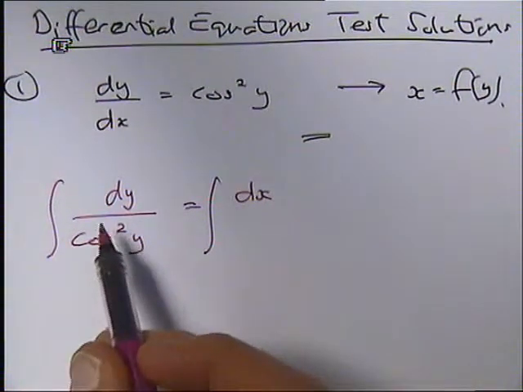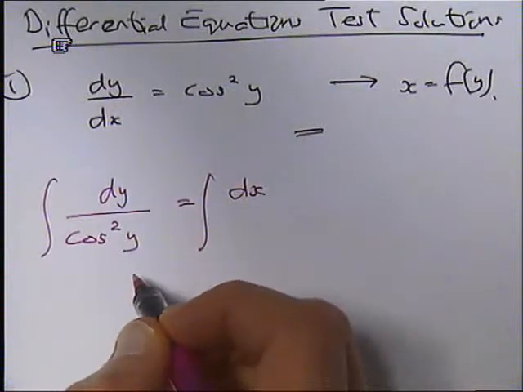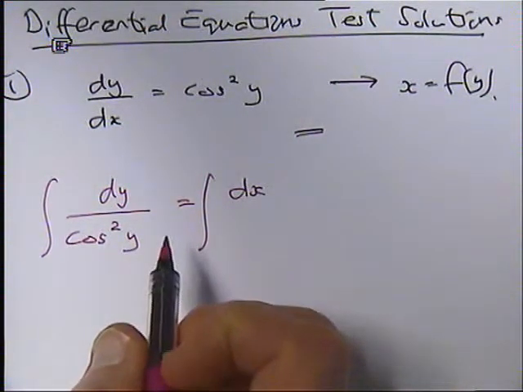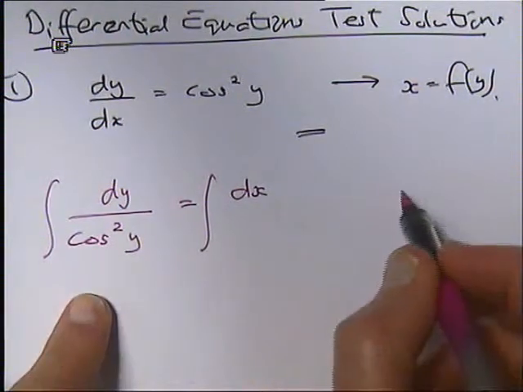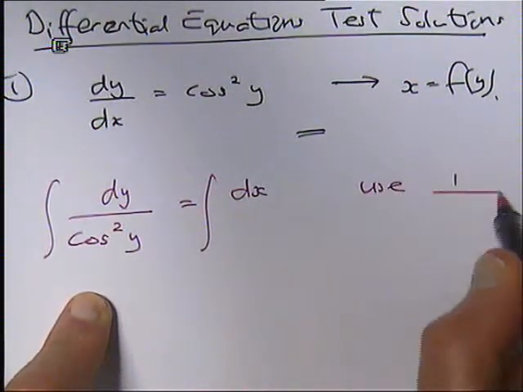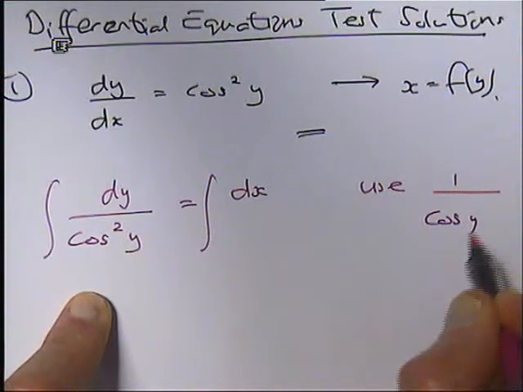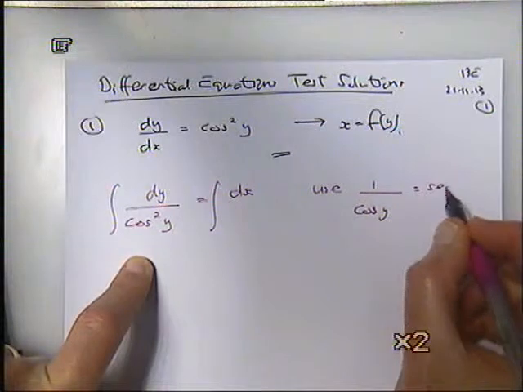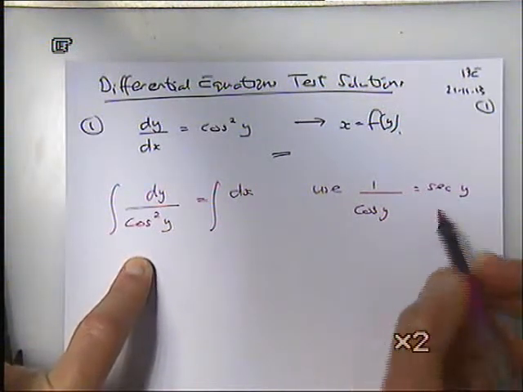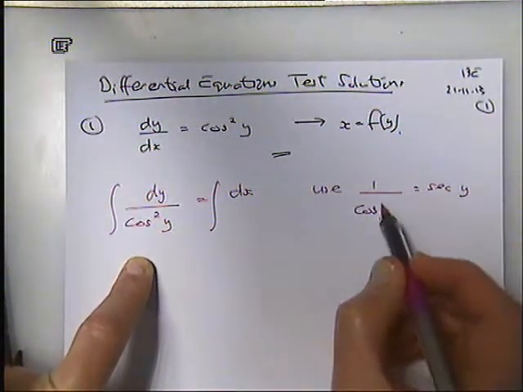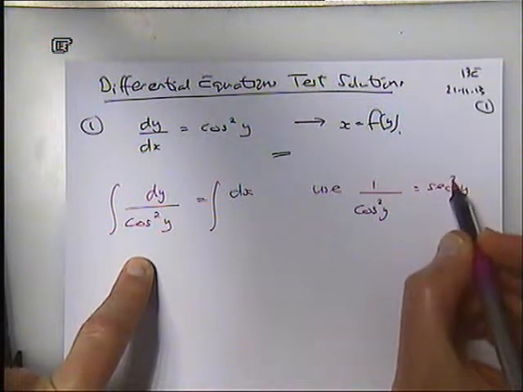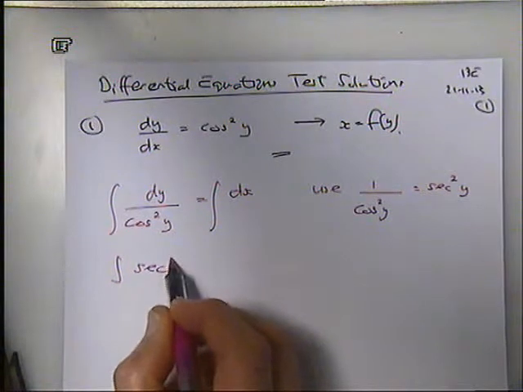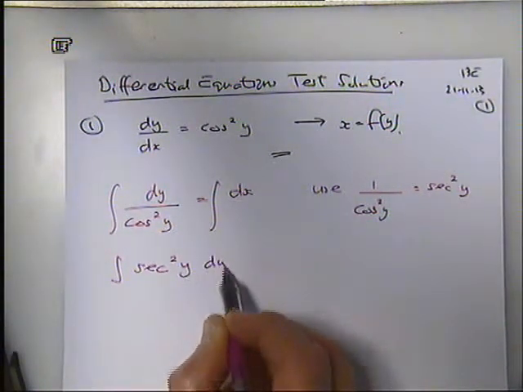So, can you integrate 1 over cos squared y? If you change it to what? Sec squared y. Yeah. So what we need to do here is use the fact that 1 over cos y equals sec y, and the way that you can do it with the trig formula. So 1 over cos squared y will be sec squared y. So you can change that integral to the integral of sec squared y dy.